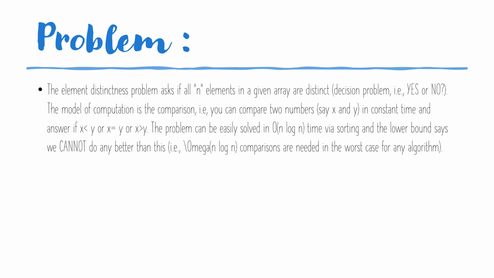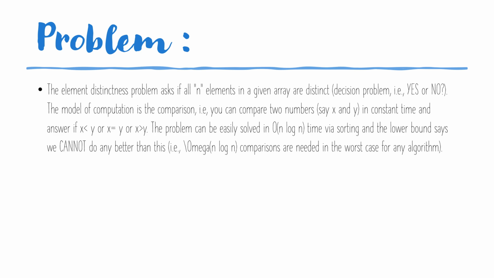That is distinct. So if all elements in the array are distinct, that is, no two elements are the same, then we can say yes, or else we can say no. So this is the element distinctness problem. We can use comparison as a model of computation. Comparison can be done in constant time for two elements. If the element is less than or equal to the other element, or greater than or equal to the other element, and if they are equal, that means two elements are the same, we can simply say it is a no, or else we can simply say it is a yes.